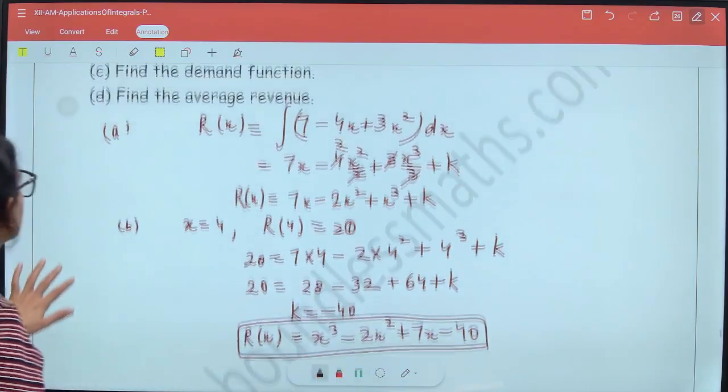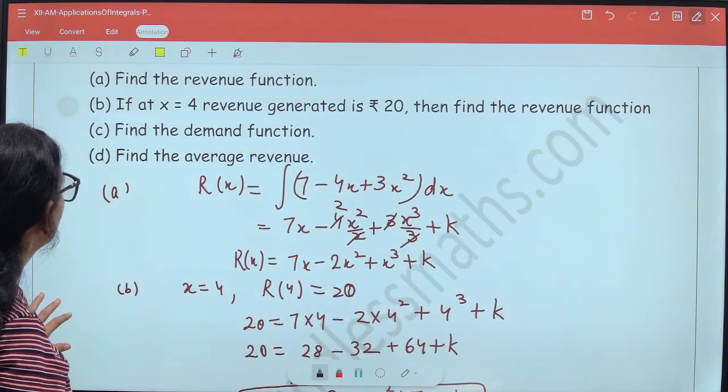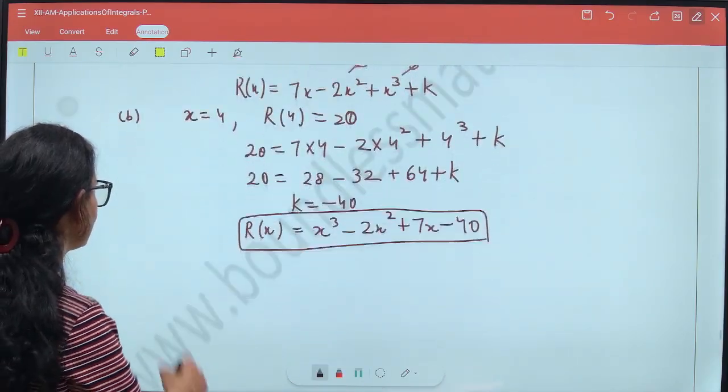So this is the total revenue function. Fine. Let's look at part C. Find the demand function. Now what is demand?